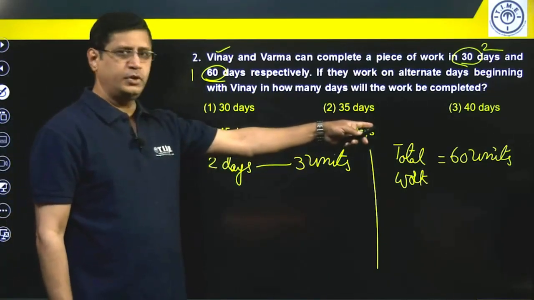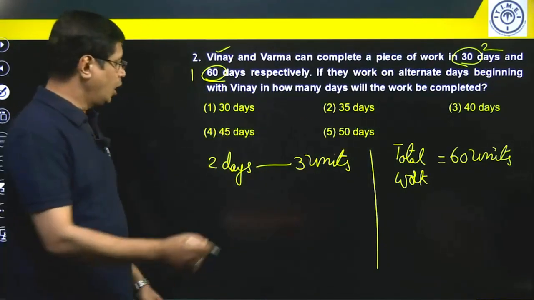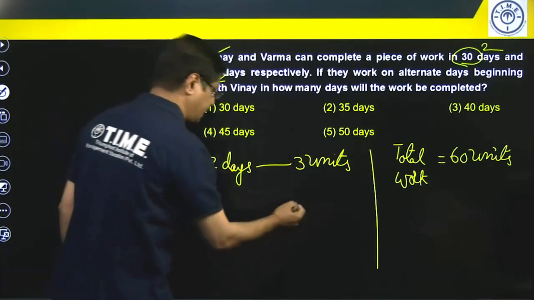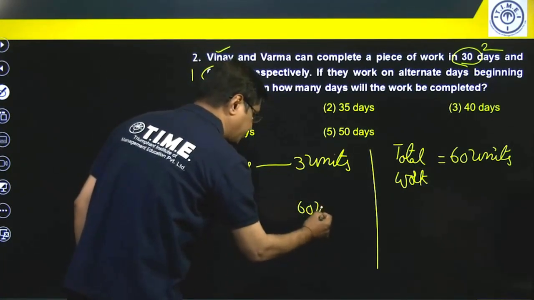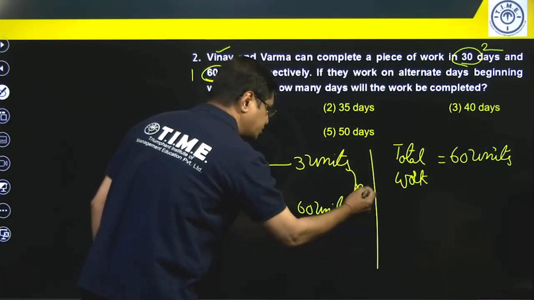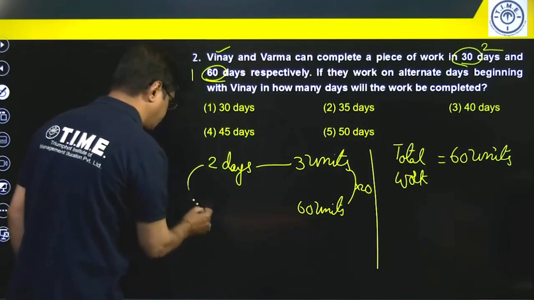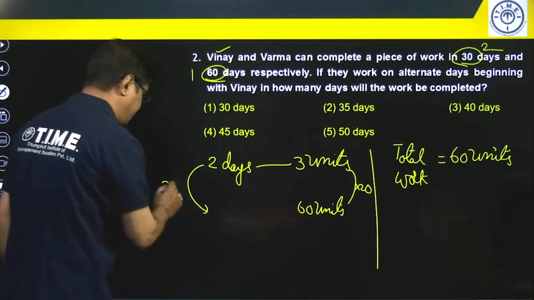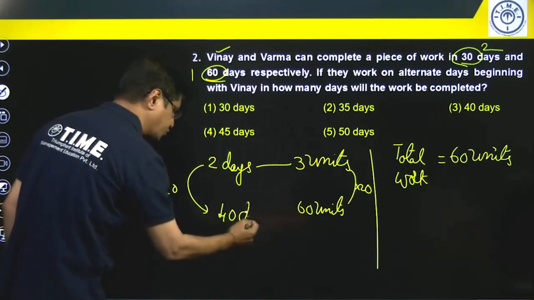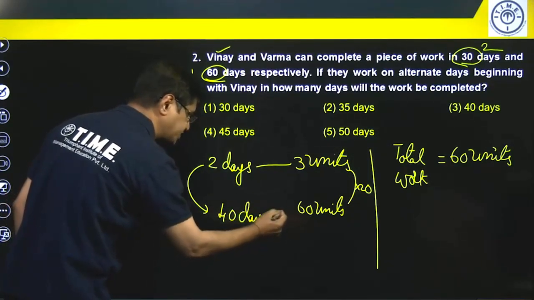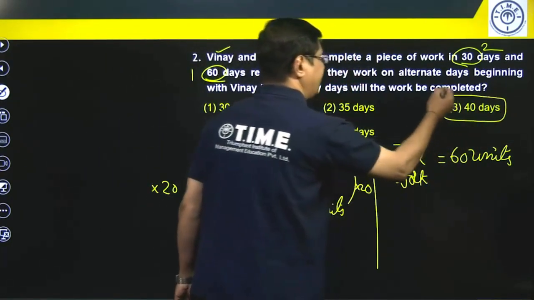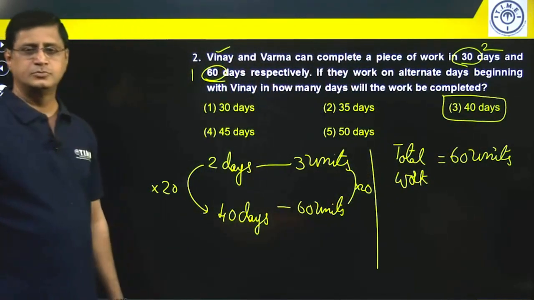Total amount of work, 60 units. How many times of 3 is equal to 60? 20 times. 20 times of 3 is equal to 60. So just observe, 20 times of 2 days. 20 into 2, that is equal to 40 days. Yes, my dear students, what is the right choice? Option 3. 40 days is the answer. Okay.